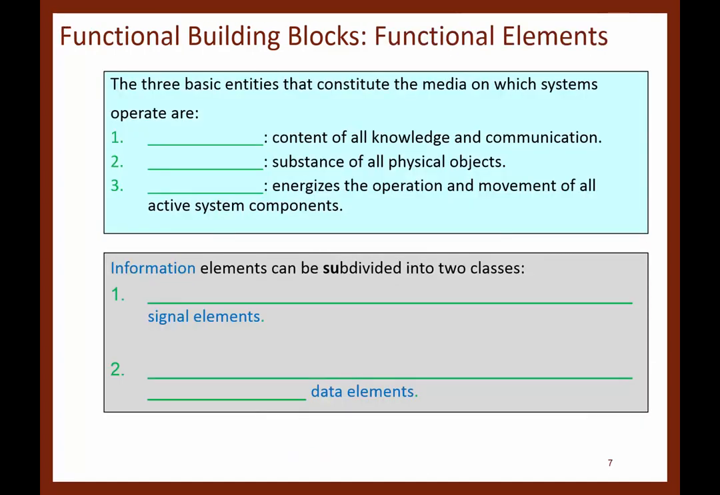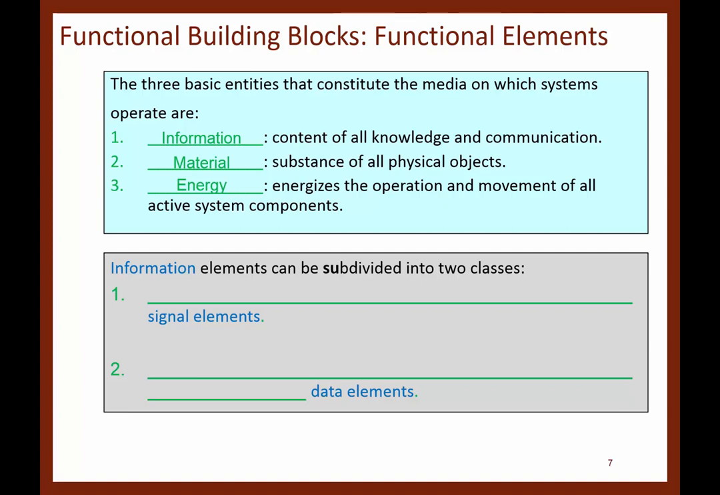The three basic entities that constitute the media in which systems operate are the following: information, which is the content of all knowledge and communication. The second one is the material, which is the actual substance of all physical objects. And the third one is the energy, which energizes the operation and movement of all the active system components. So at the component level, we have these three basic entities that constitute the media within which systems operate.